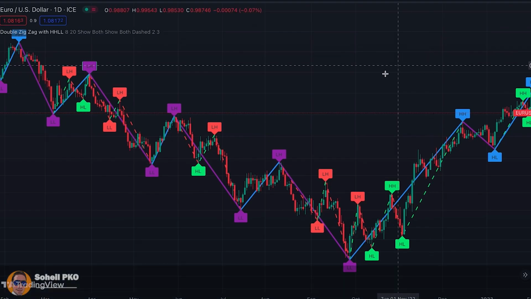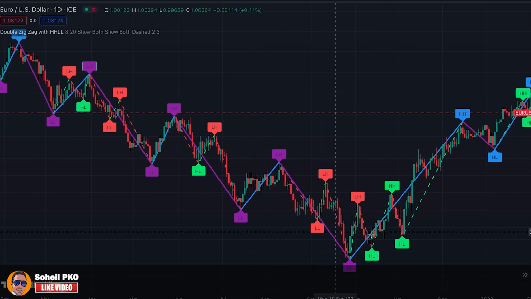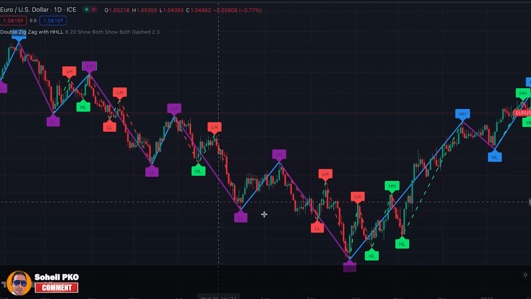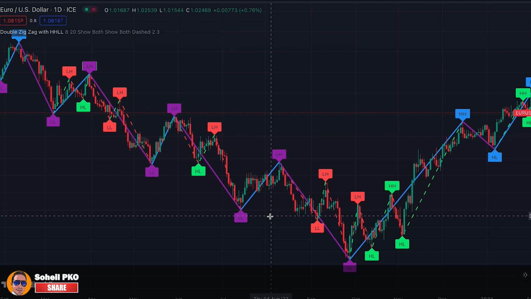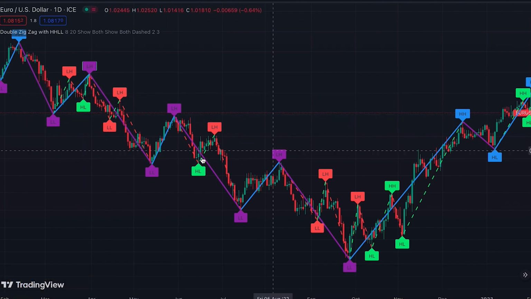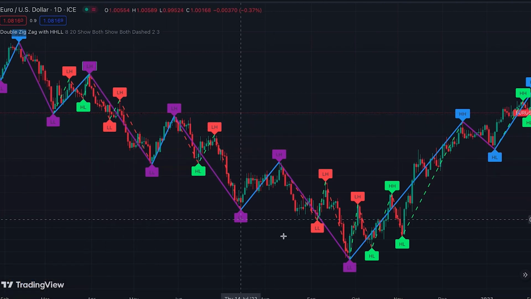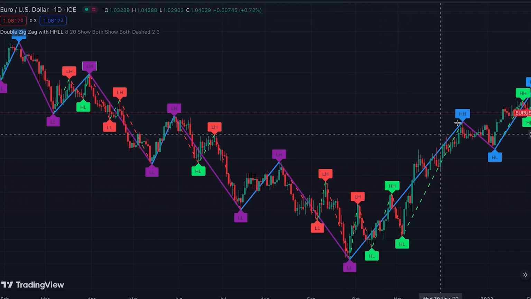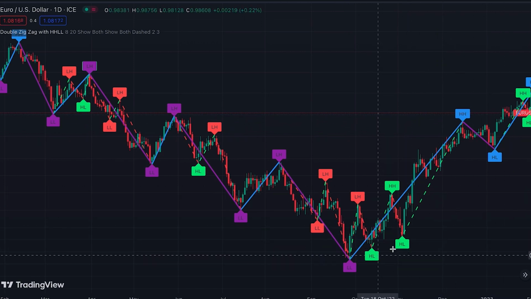Alright, as you can see, the indicator has added some lines and labels to our chart. This indicator calculates two zigzags with different lengths, and it also calculates and places labels on lower highs, which are shown by LH, lower lows, which are shown by LL, higher highs, which are shown by HH, and higher lows, which are shown by HL.